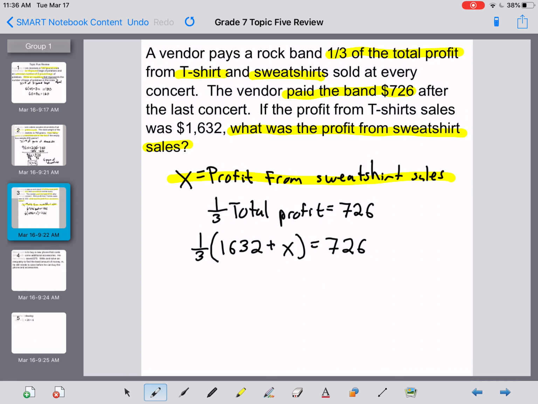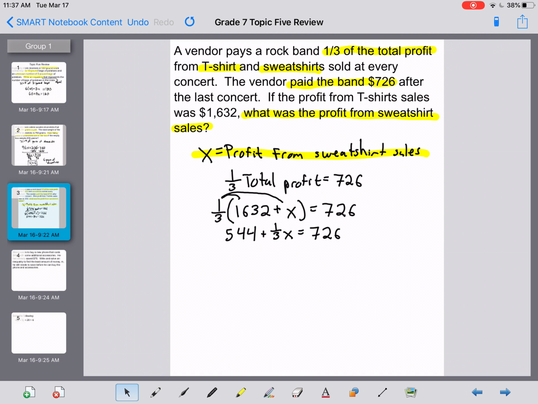So now I'm going to solve this equation. I'm going to start by simplifying my left-hand side with the distributive property. 1/3 times 1,632 is 544, plus 1/3 times x is 1/3 x equals 726. Now I still need to get the variable by itself. So I'm going to subtract 544 from both sides.